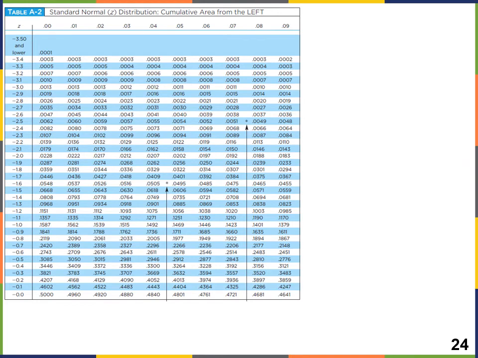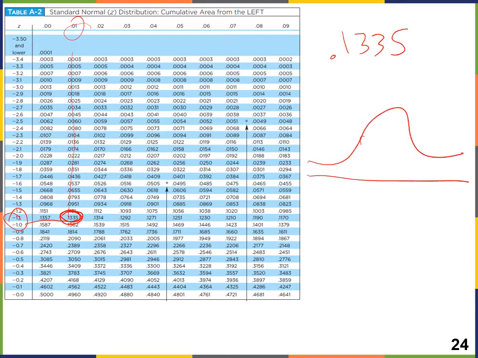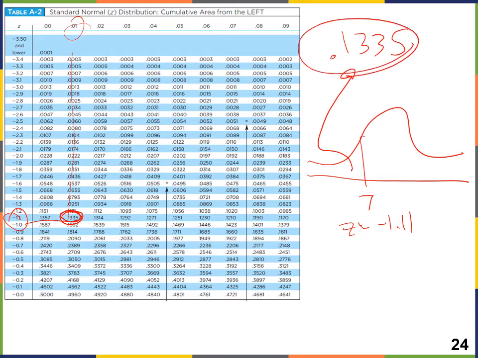So we look up a z-score of negative 1.11. So here's negative 1.1. Second decimal place is also 1, so match that up, and I would get this value right here, 0.1335. So that tells me in my picture, if 7 is turned into a z-score of negative 1.11, that this area is 0.1335. So the probability that the incubation period is less than 7 would be 0.1335.